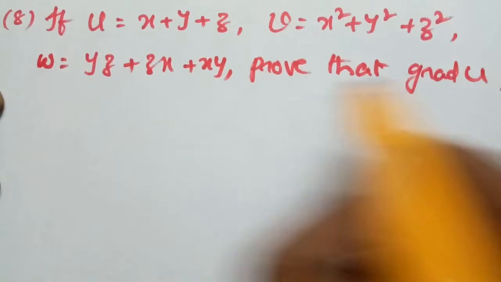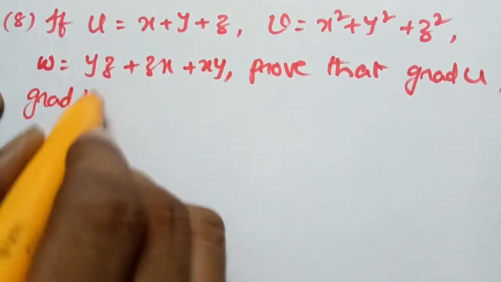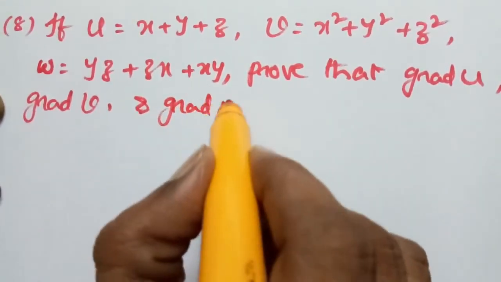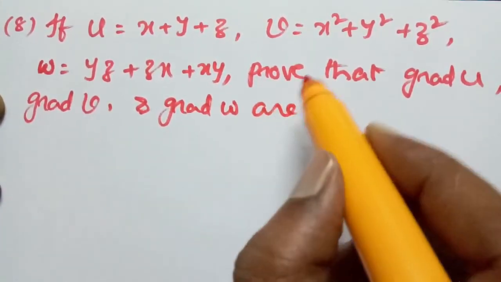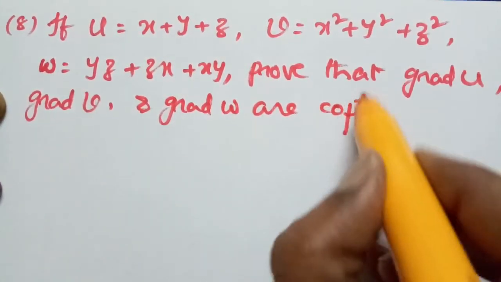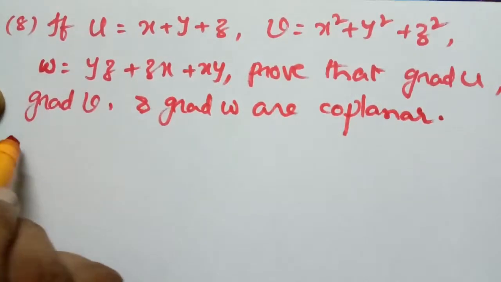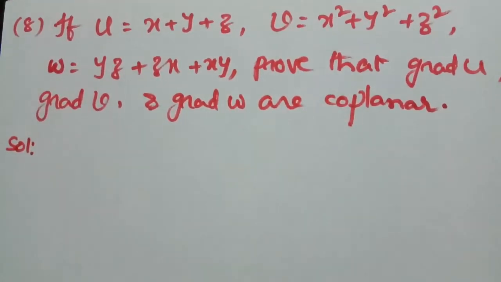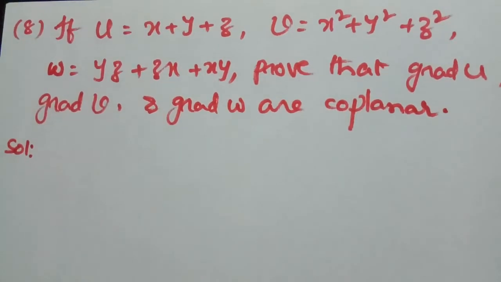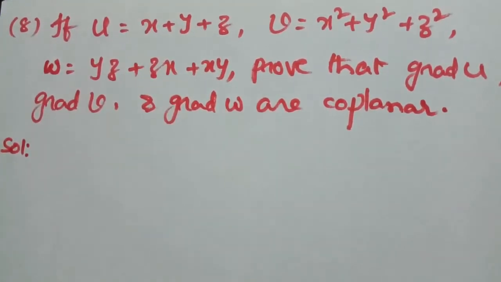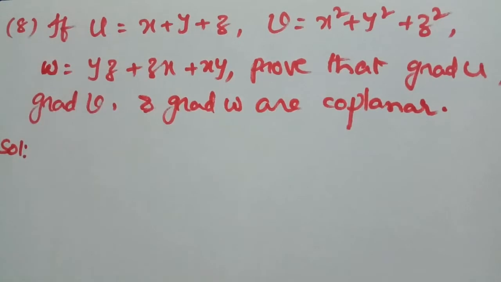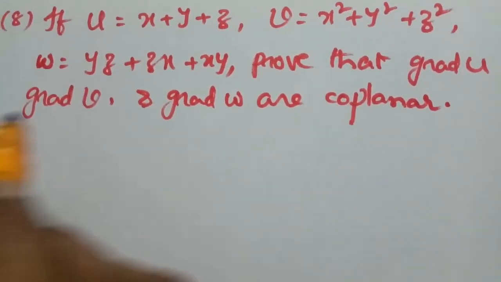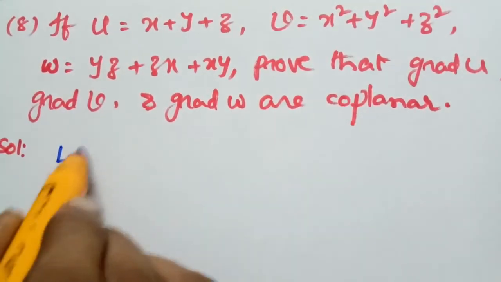Grade u, grade v and grade w are coplanar. Coplanar means, you know that scalar triple product must be 0. If a scalar triple product is 0, then 3 vectors are coplanar. So therefore, first write down the given function.